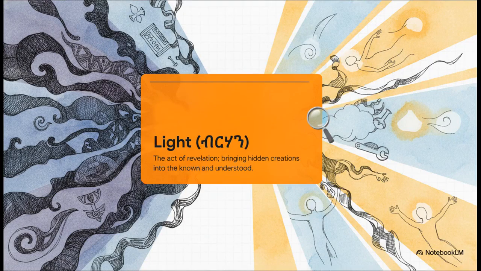Now, what's really interesting about this slide is how this cosmology completely flips our understanding of light. If darkness is the realm of concealment, light is the philosophical act of revelation. It's not just illumination, like a light bulb. It is the actual process of bringing hidden creations out from the unknown and into the known. When something moves from being completely ununderstood and concealed in the dark into a state where we can finally comprehend, recognize, and interact with it, that transition, that revealing, is what light truly is.